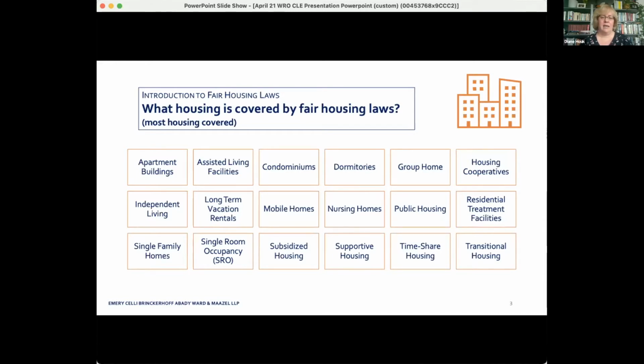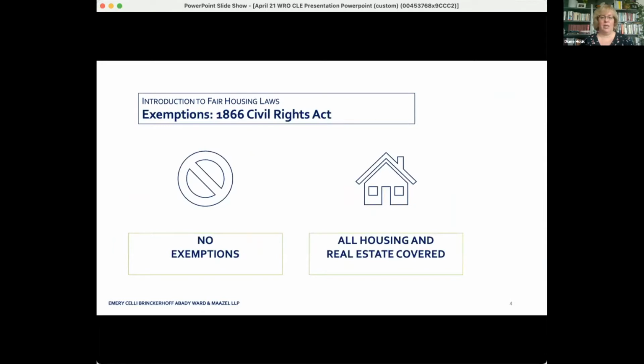Now, in the next slide, we just want to make a quick point that in addition to the Federal Fair Housing Act and the State Human Rights Law, there is the Federal 1866 Civil Rights Act. This covers race and national origin discrimination. And for this law, there are no exemptions and there's no definition of dwelling or housing. This covers all real property.